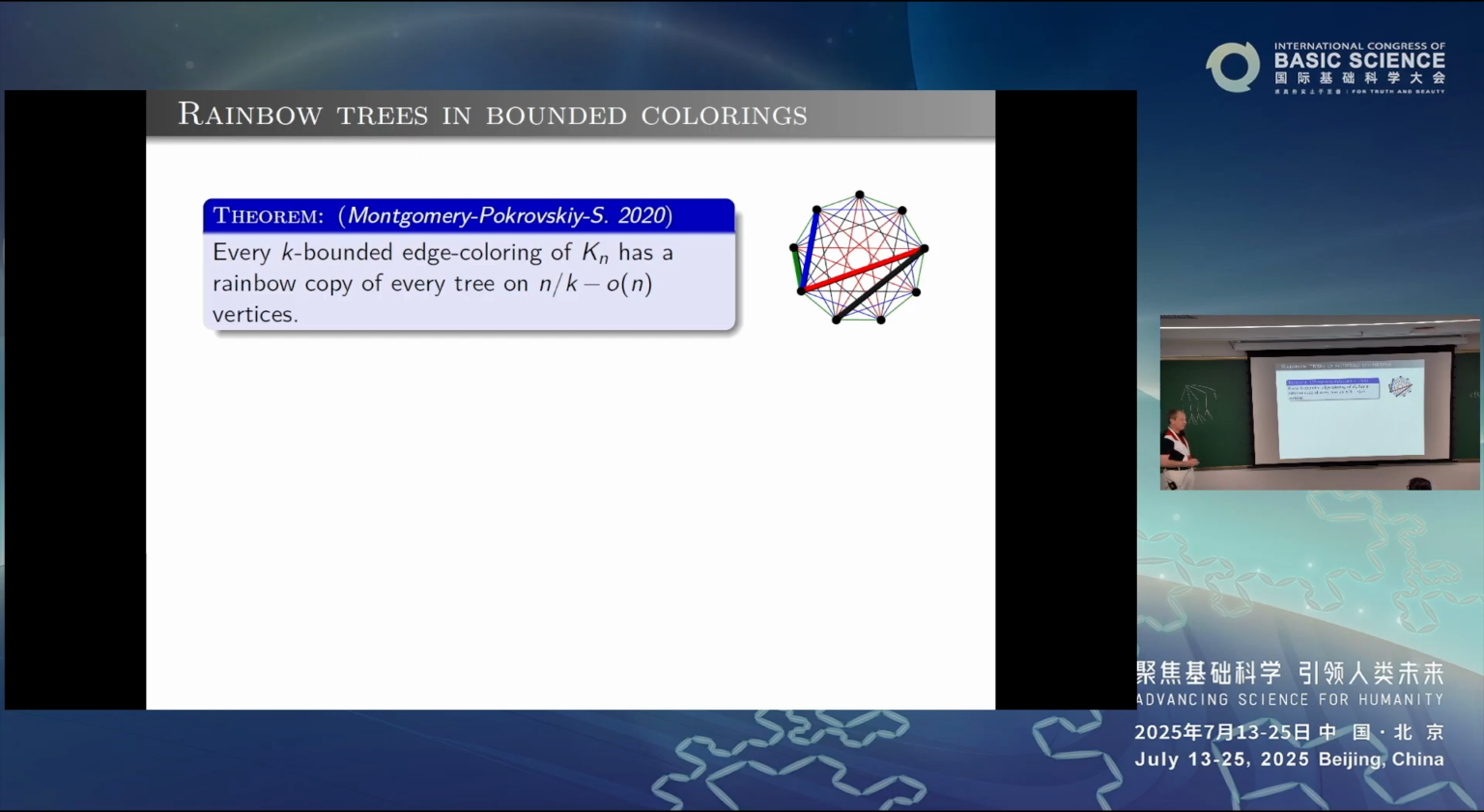And the theorem says that I can find this tree in this coloring in such a way that the copy of your tree is rainbow. All edges have distinct colors, right? Again, arbitrary k-bounded coloring, arbitrary tree, right? And very important, we don't have any restriction on the degree, only on the size, slightly smaller than n over k. And then I can find this tree rainbow.